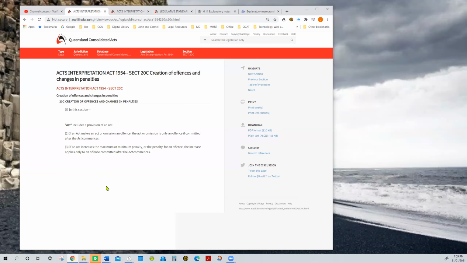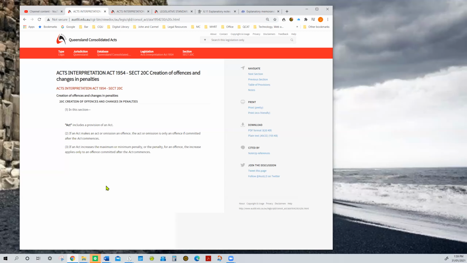Creation of offences and changes in penalties. This section applies a lot in criminal law. An Act includes a provision of an Act, because we know that provisions of an Act don't necessarily come into effect when the Act comes into effect. If an Act makes an act or an omission an offence, the act or the omission is only an offence if committed after the Act commences.